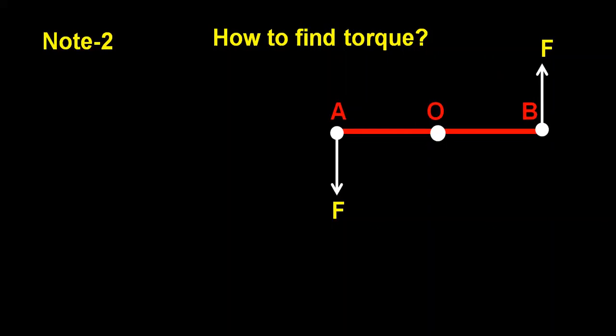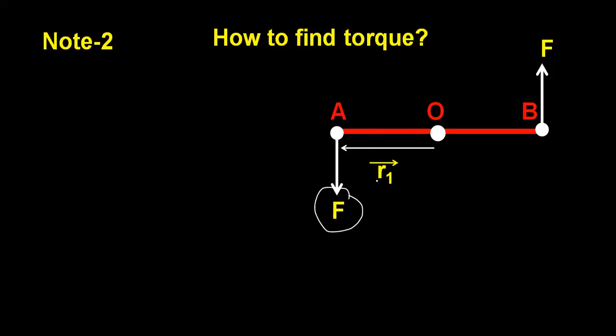And you know, for a rod, the fixed point O will be its midpoint. So both these forces will be equidistant from O. And if the fixed point is assumed to coincide with the origin, then the distance of the force acting at the point A from the fixed point can be called the position vector of the force acting at the point A.